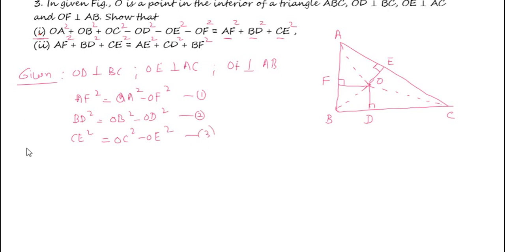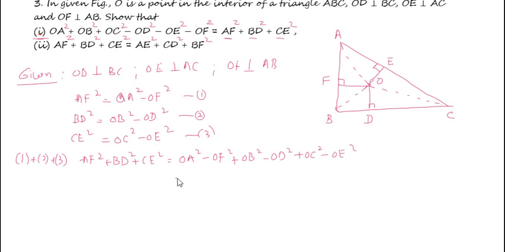Now adding 1 plus 2 plus 3, we get AF square plus BD square plus CE square is equal to OA square minus OF square plus OB square minus OD square plus OC square minus OE square.